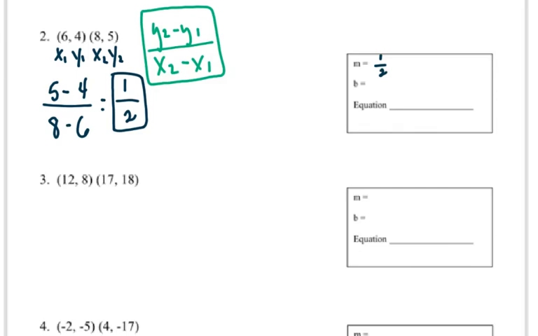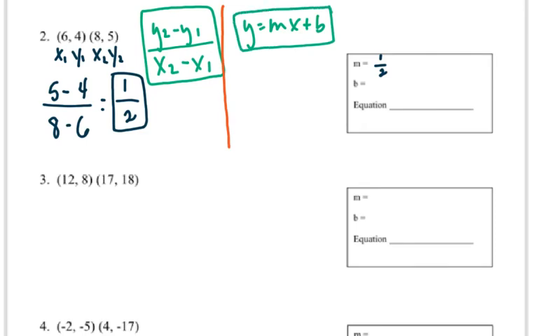I found the slope of the line first, because in those 2 points, I had no idea what the m was, and I had no idea what the b was. So I found the slope first. Now that I have this, I'm going to use my slope-intercept form to figure out the b. It doesn't matter which point you choose. Either one will give you the same answer.